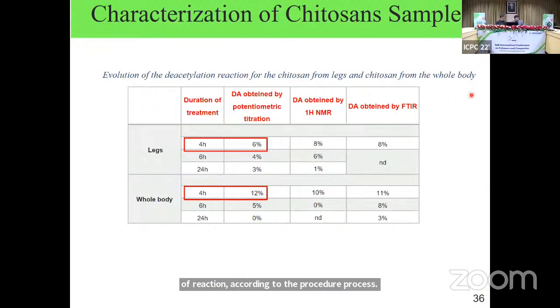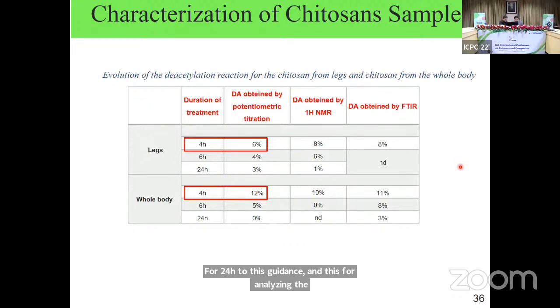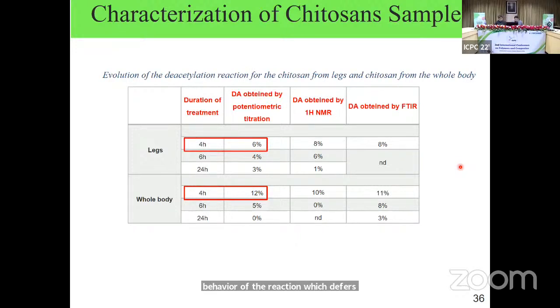We have established a study of the evolution of the acetylation for 24 hours for these chitosans, and this for analyzing the behavior of the reaction, which differs according to the source of chitin, in particular during the first hours. Take as an example the whole body chitosan. We have a degree of acetylation calculated by acid-base titration of 12%, whereas for this same duration, we obtained a chitosan from the legs with a degree of acetylation of 6%.